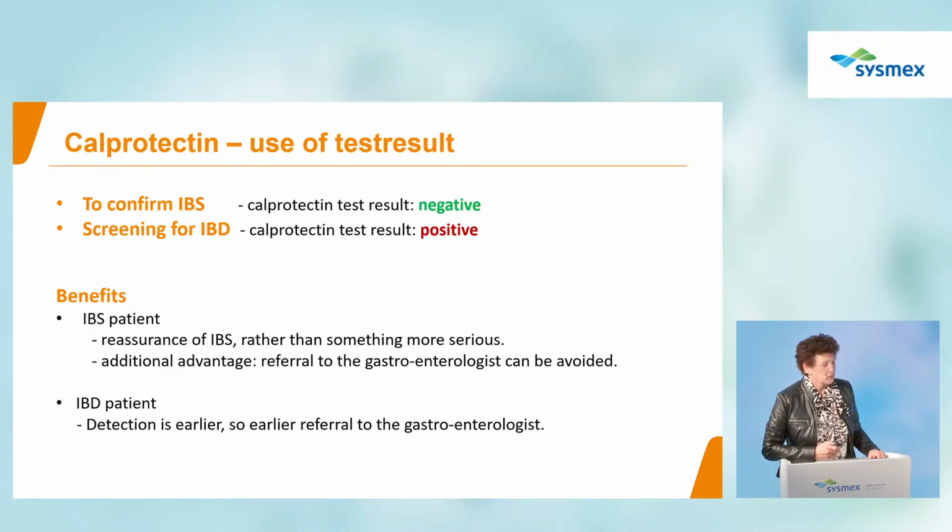Like I said, the use of the calprotectin test results is to confirm IBS. Then you have a calprotectin result which is negative. It is reassuring for the patient that nothing is wrong. Or you can screen for IBD, and then you have a calprotectin assay that is positive, and it is just a positive result so that you know what you have. So when you have a positive test, you can go to the gastroenterologist for performing an endoscopy.